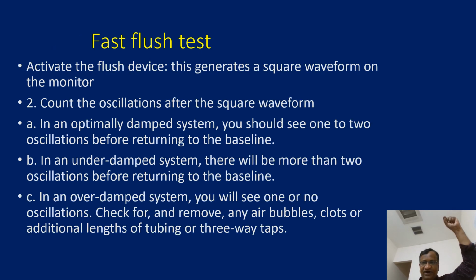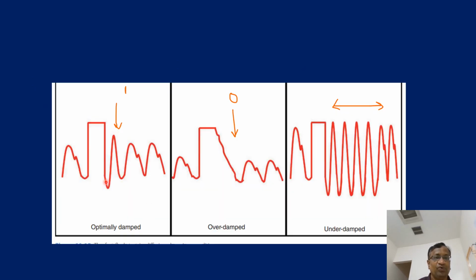Now you activate the fast flush. With this fast flush, a square waveform will come. And after that, what happens? You flush and leave it. Then only one will come like this. After that, the routine waveforms will come. This is the norm. If you have an over-damped system, you will not get anything. If you have an under-damped system, it will show 4 to 5 waves.